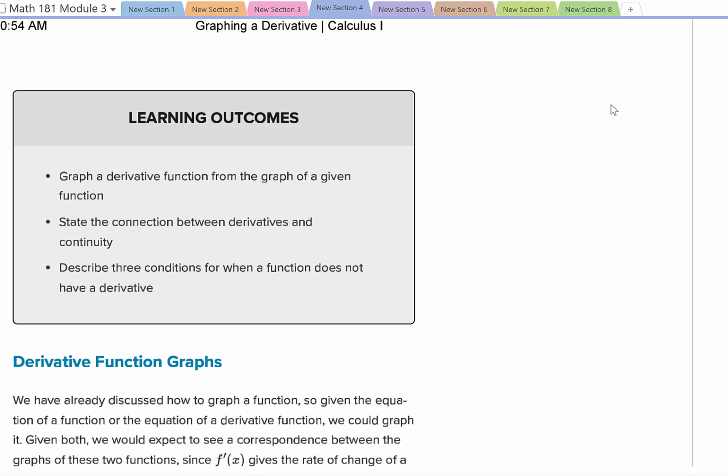In this video, we're going to talk about graphing a derivative. Our outcomes are to graph a derivative function from the graph of a given function, state the connection between derivatives and continuity, and describe three conditions for when a function does not have a derivative.